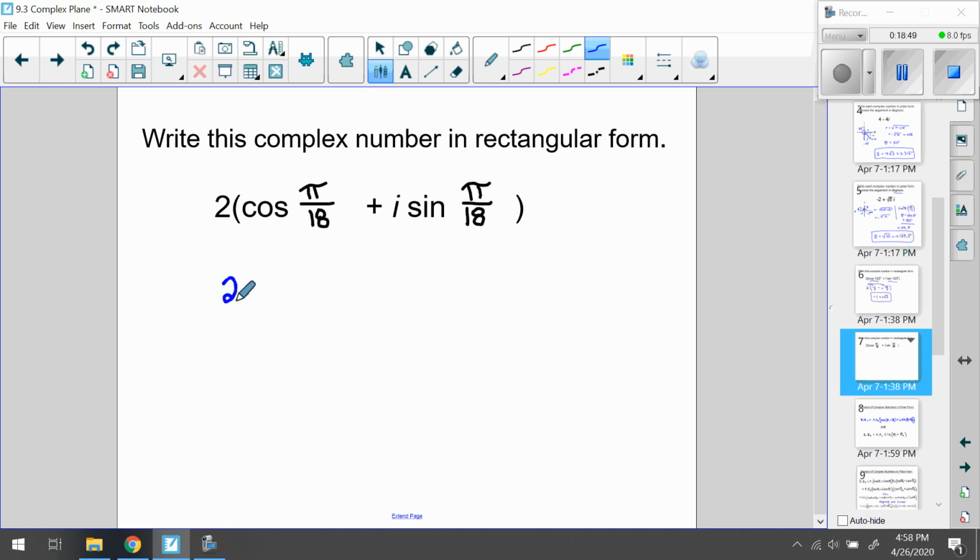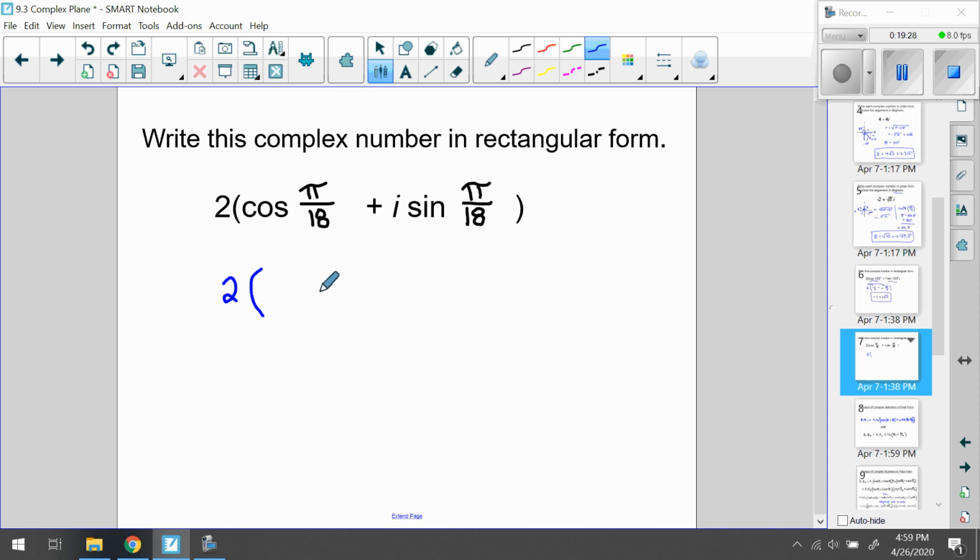Here's one other. So I have 2 times cosine of pi over 18. Pi over 18 is not something that I know off the top of my head from the unit circle. And so we'll use our calculators to help us out here. Since pi over 18 is in radians, we probably are going to need to change our calculators back to radians. So I'm just going to type in cosine of pi over 18 after switching it to radians. And I got something like 0.9848, etc. So I'm just going to multiply that by 2.